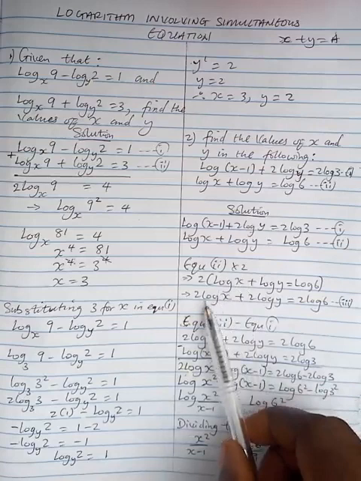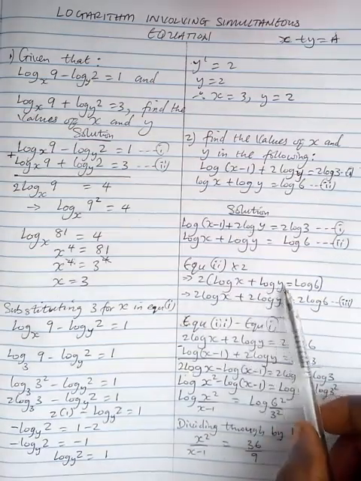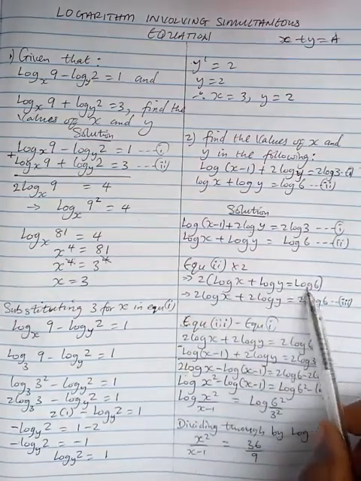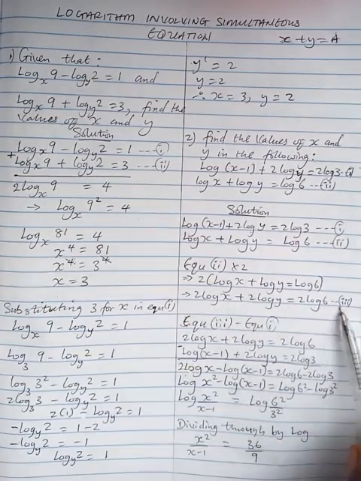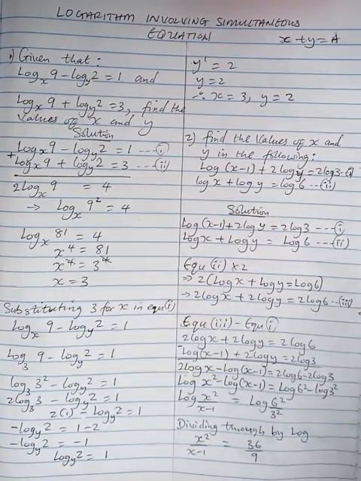2 times log s is equal to 2 log s. 2 times log y is equal to 2 log y. And 2 times log 6 is equal to 2 log 6. We now call this one equation 3. In this case, we now solve with 1 and 3.